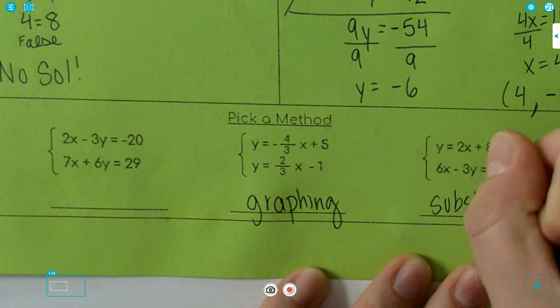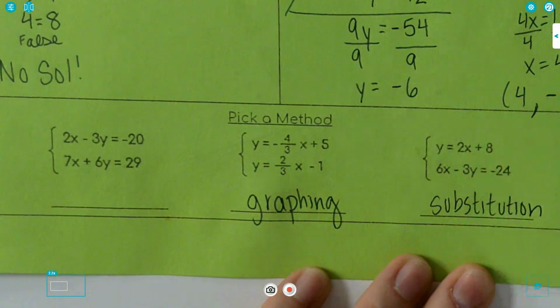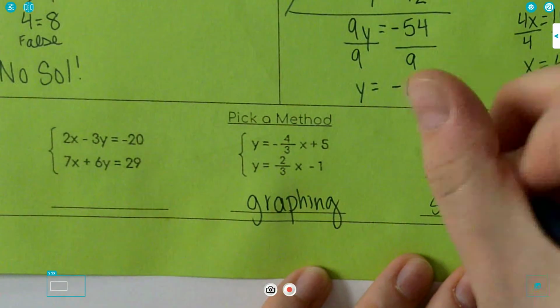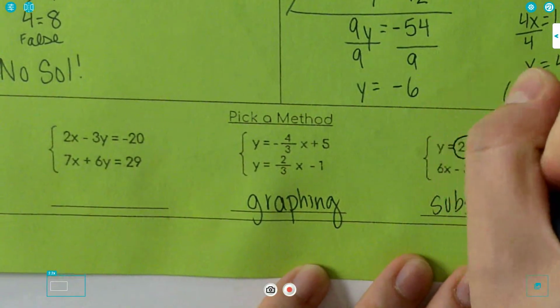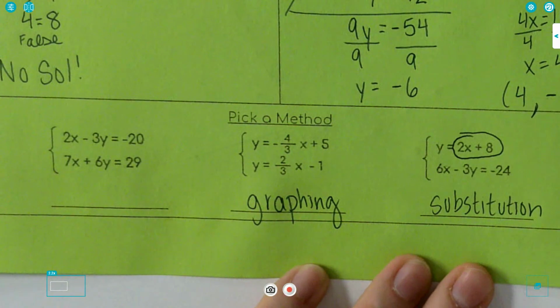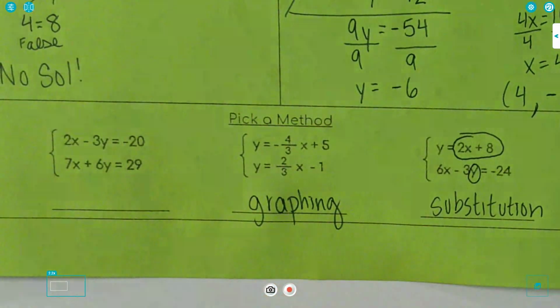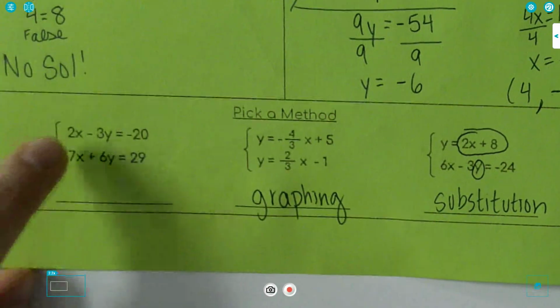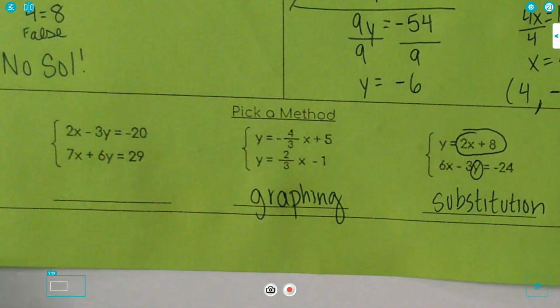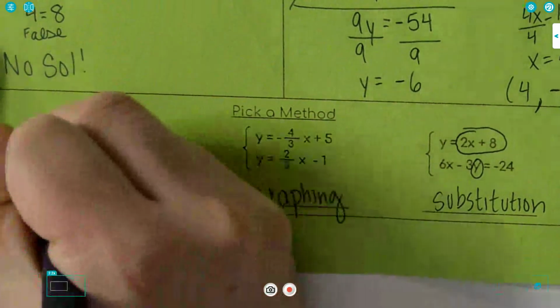I do want to point something out. If you want to, so you have another half an example of substitution, circle 2x plus 8. Where could you substitute 2x plus 8 in? For y, because it's y equals. Okay, so if you want to just do those little circles, so you have another little partial example. Okay, and then anytime you've got x's, y's, and numbers lined up, that is best to do with elimination.